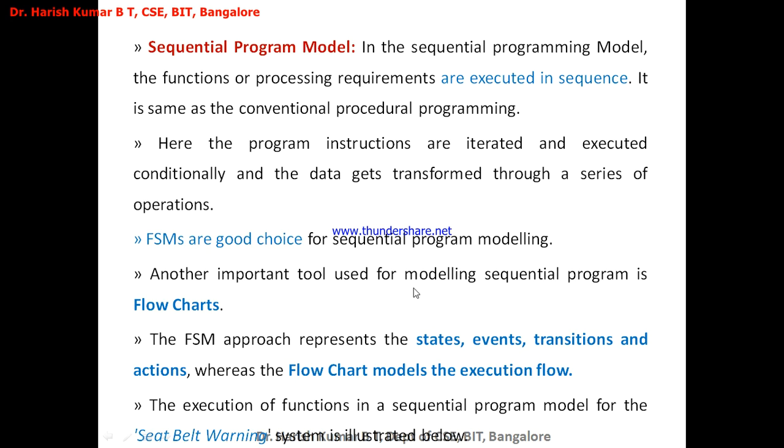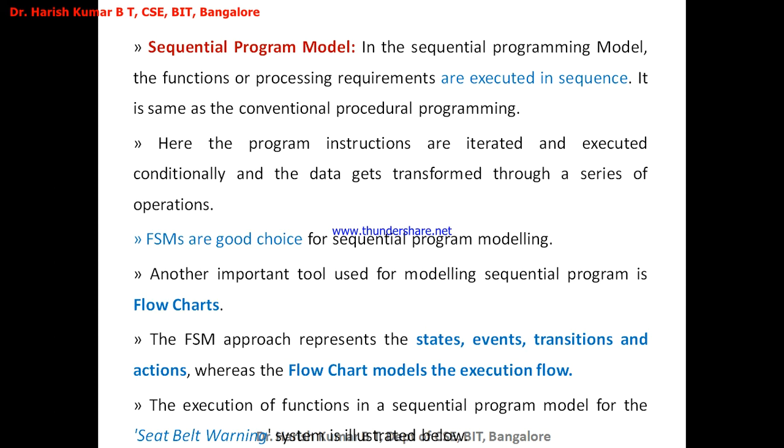Another important tool used for modeling sequential programs is the flowchart. This is well known because even when you wrote C programs, you used to write flowcharts for every program, because everything used to happen sequentially, one after the other. The FSM, finite state machine model approach, represents the states, events, transitions, and actions, whereas the flowchart models the execution flow, how the execution will flow.